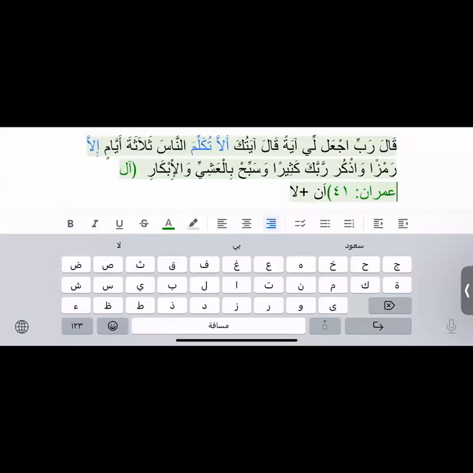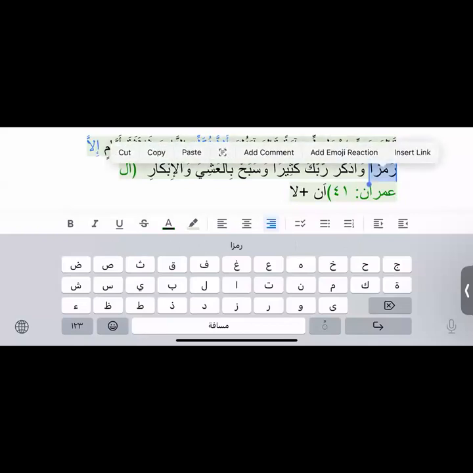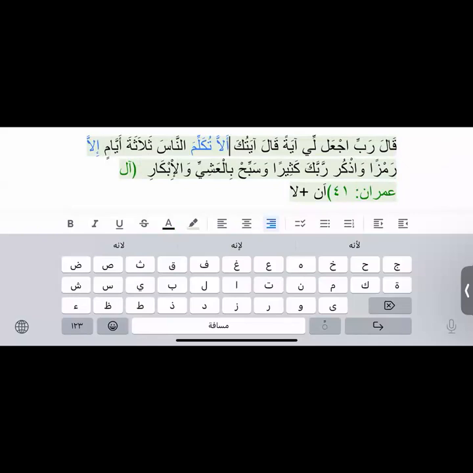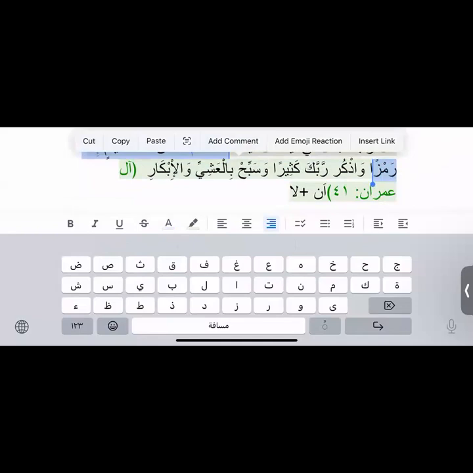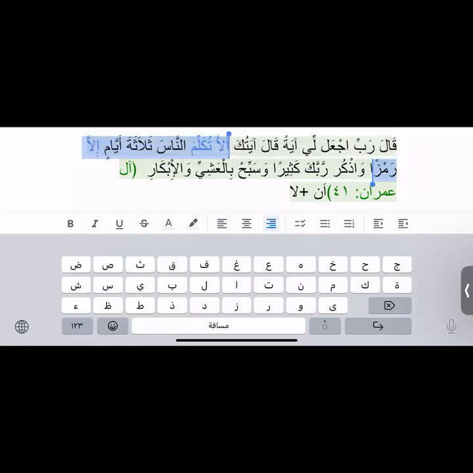So now, did you notice what was the sign? Your sign is that you will not speak to the people for 3 days except by hand gestures. So what is after mubtada? What do we look for? Can you call this an plus la tukallim an-nasa thalathata ayyamin illa ramza your khabru mubtada ayatu? Yes or no?